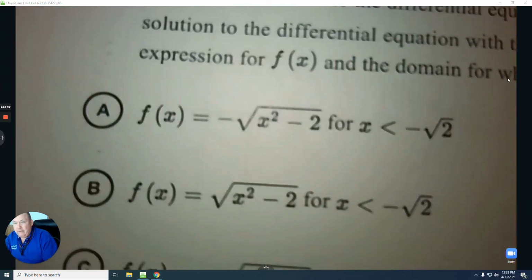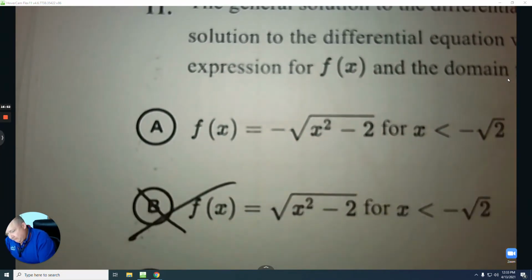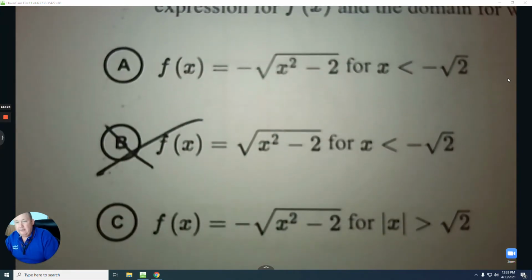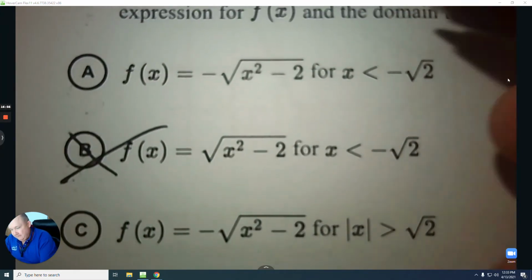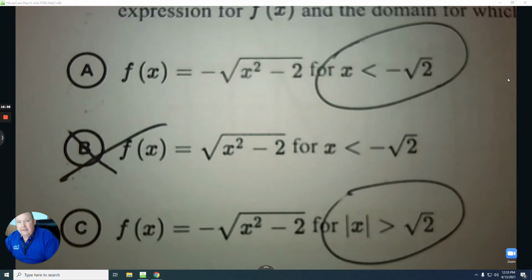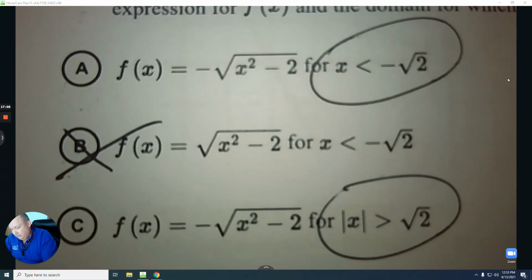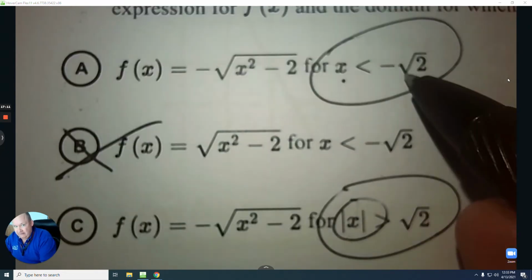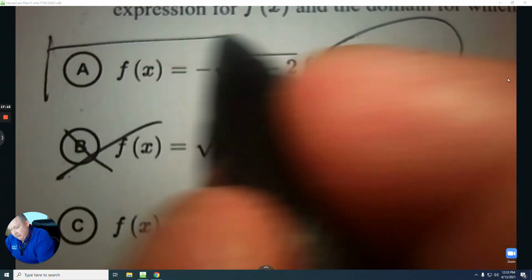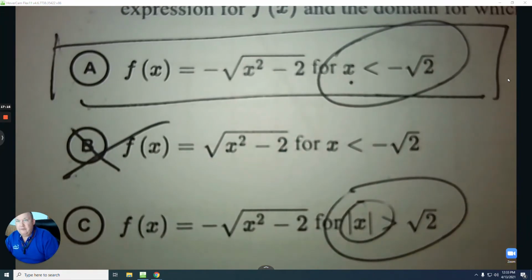So already, when I look at the answer choices, B is wrong and D is wrong. The only difference between A and C is this domain part. For what we're looking for, the semicircle that is below, in terms of the axes. The absolute value of x includes both the bottom and the top, but just x less than negative 2 includes just the lower part. So that's the correct domain restriction. So the answer to number 11 is A.